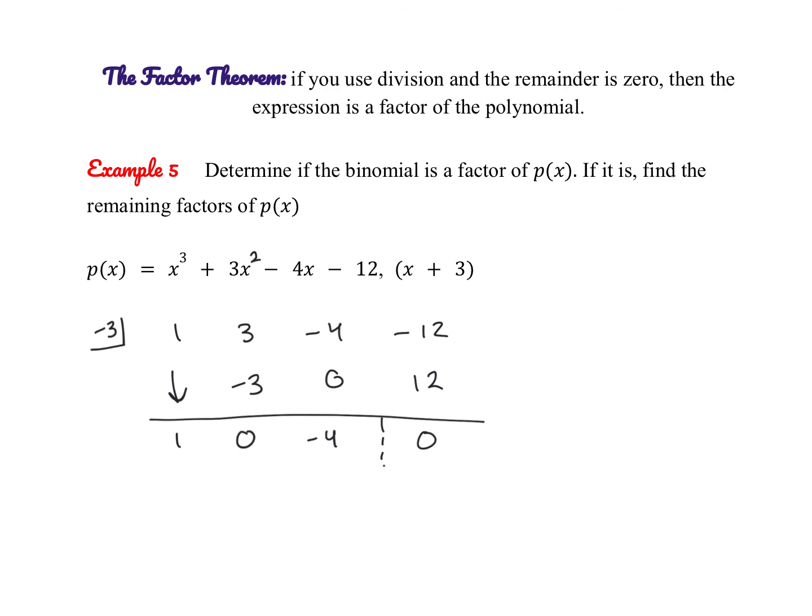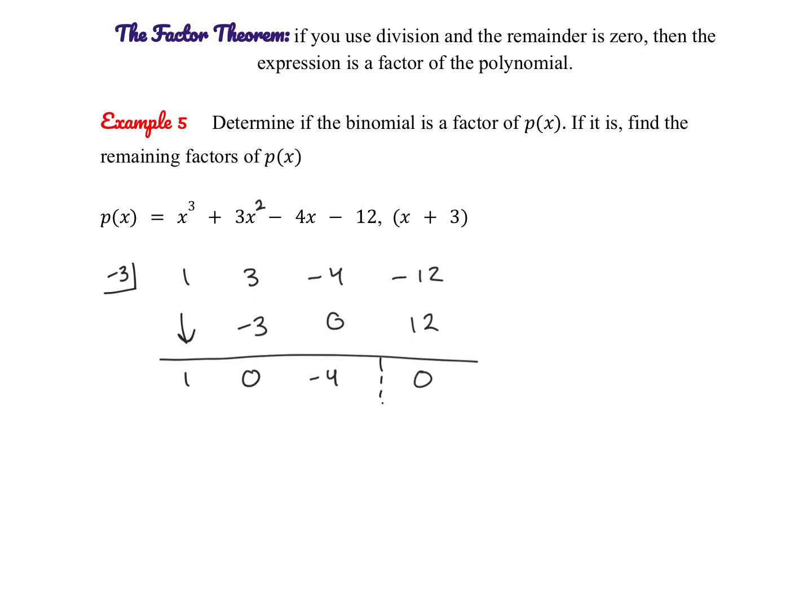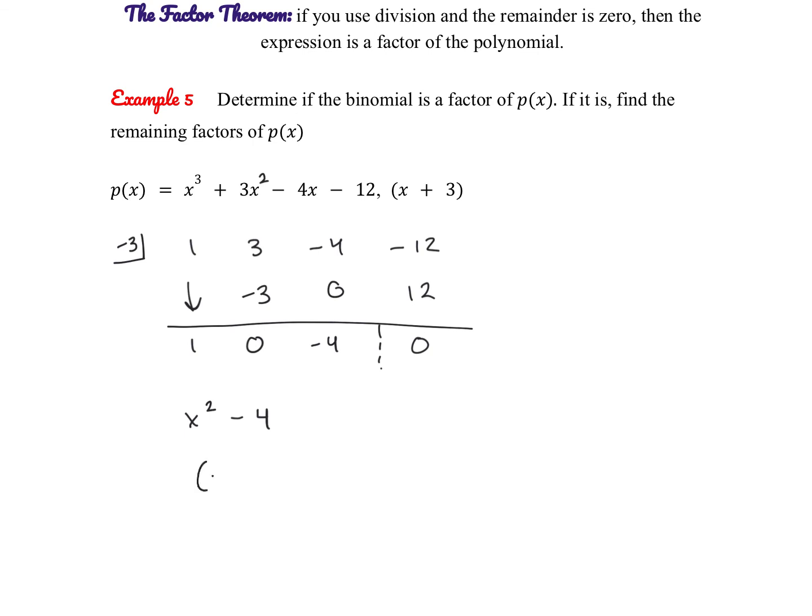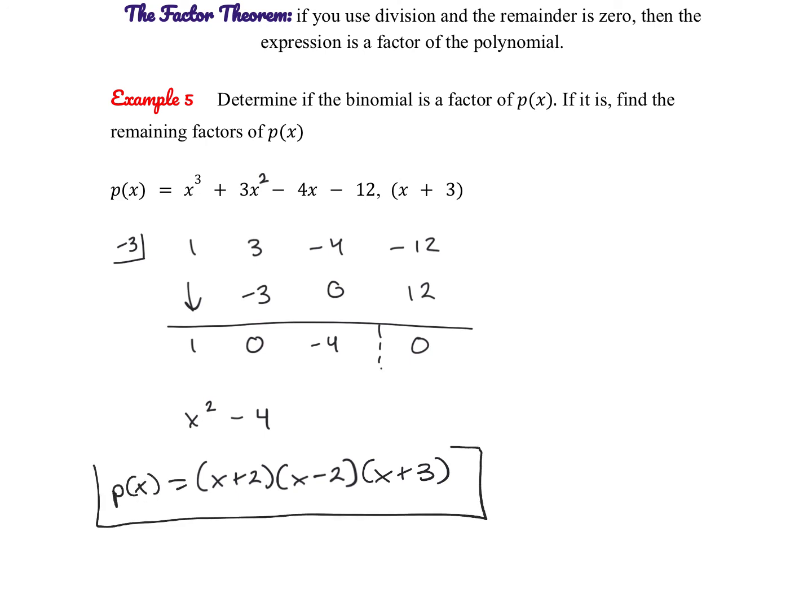So you can see that our remainder is 0, which means that x plus 3 is a factor. And then you'll see here it says, well, if it is a factor, let's find the remaining factors. So look at what we have here. What we have left is x squared plus 0x minus 4. So this, of course, we can factor using difference of 2 squares. So we have x plus 2 times x minus 2. And again, our original factor was x plus 3. So now this is the factored form of p of x. So there you go.